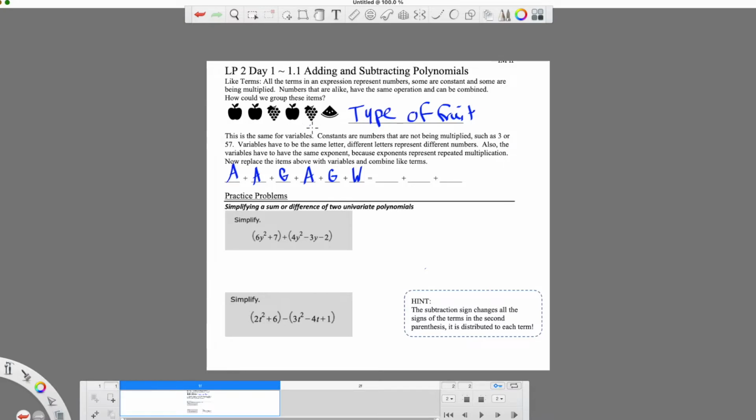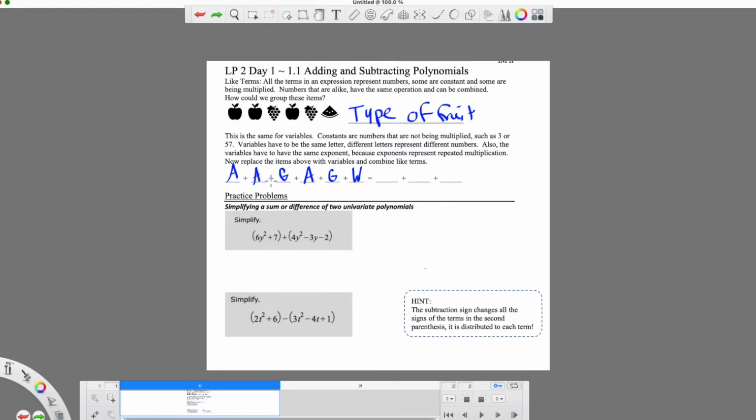You can use whatever letters you would like. You can also use symbols like an @ symbol or a question mark. I've done that plenty of times in class just to prove the point. They're just placeholders. You can use any symbol you want. All right, so now we're just going to combine.